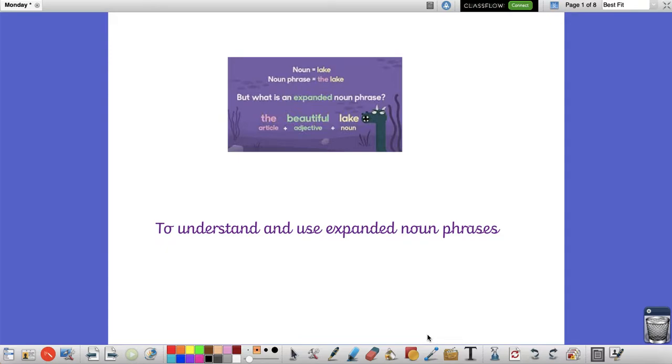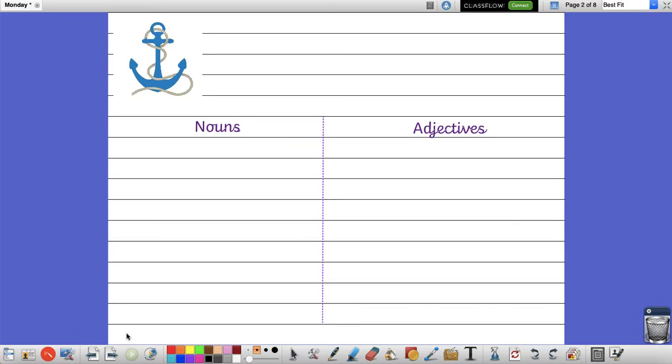Year 5. This week you are going to be using some descriptive language in your writing. So today we're going to look at how to understand and use expanded noun phrases. So first of all, for our anchor, to do an expanded noun phrase, we need two things. We need nouns and we need some adjectives.